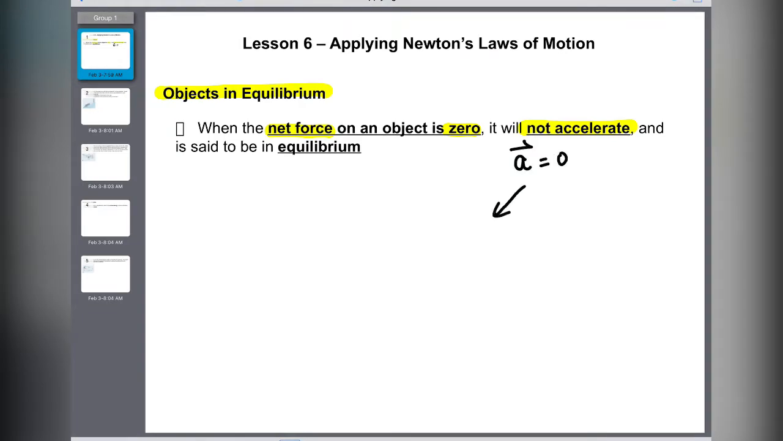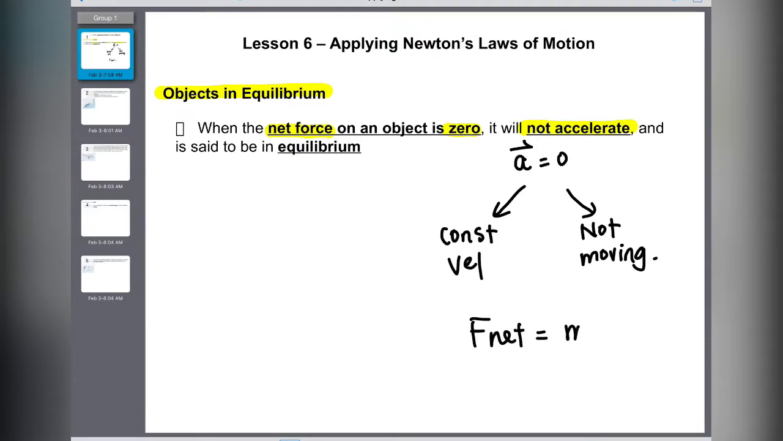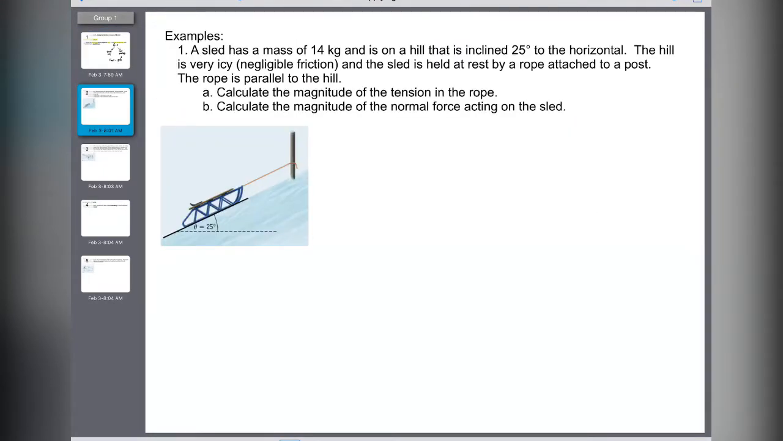If something is not accelerating, it has two implications, right? It's either traveling at a constant velocity or it is not moving. If that's the case, you're still trying to find the F net, but F net equals 0, right? So that's what this is getting at. And we're going on a slope. We already talked about how to draw a free body diagram. So let's read this question.